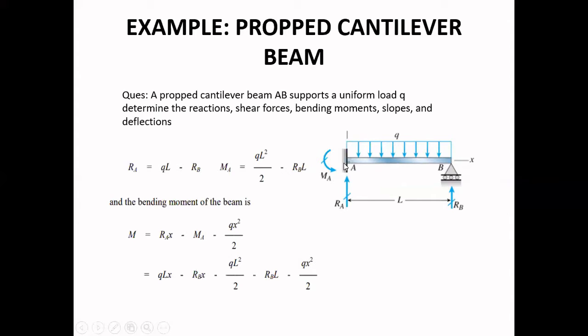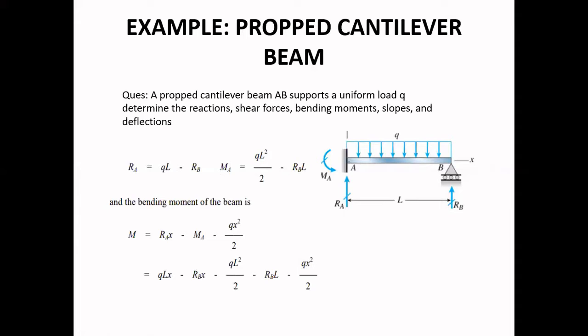So what will be the moment about A? First will be MA. It is already a moment, so it will not be multiplied by any perpendicular distance. Second is qL, the total load, with perpendicular distance L by 2, so the moment will be qL square by 2. Third is RB multiplied by the perpendicular distance L, so this will be RBL. So the equation turns out to be MA is equal to qL square by 2 minus RBL. And if everything goes to this side, the equation becomes sigma MA is equal to 0.